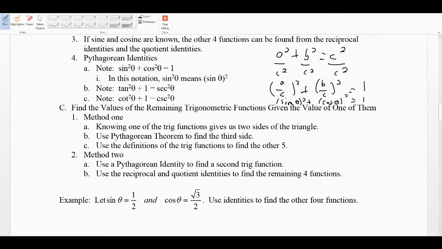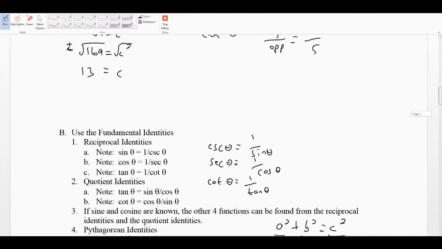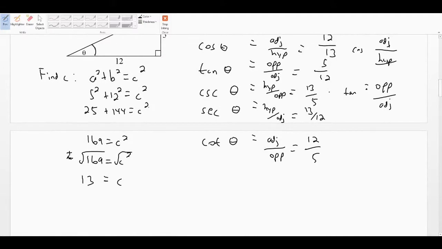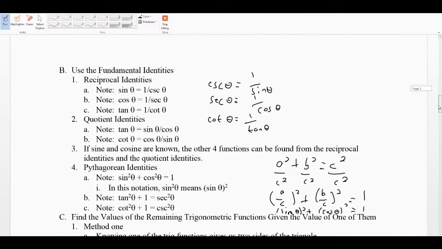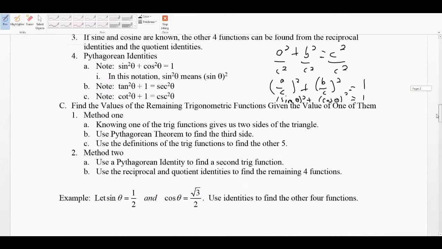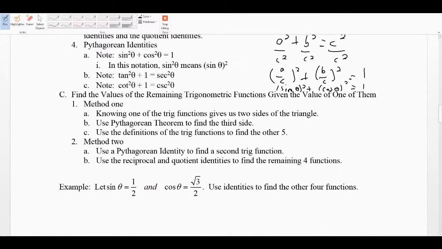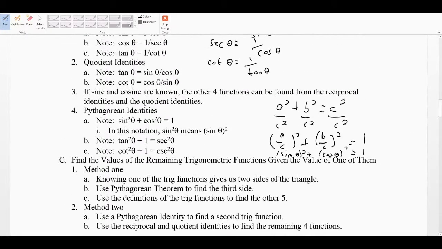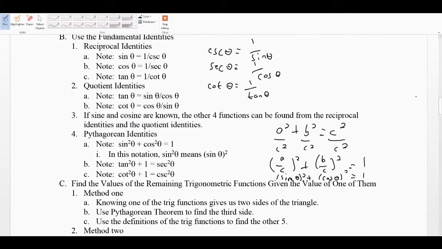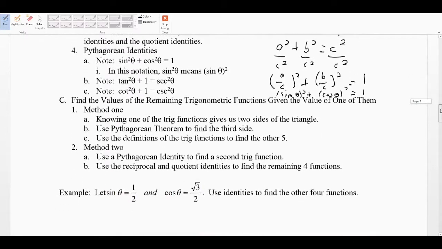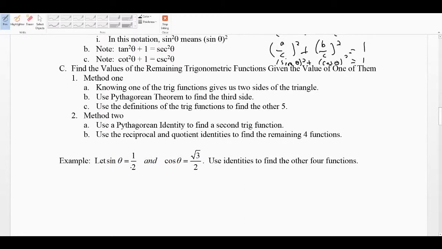So this method 1 we did with the Pythagorean Theorem, and then used our definitions. And then method number 2, we're going to use these trig identities, hopefully, including these. We're going to use these trig identities and maybe these, but these will be the main ones that we'll use. So we have sine is 1/2 and cosine is square root 3 over 2.